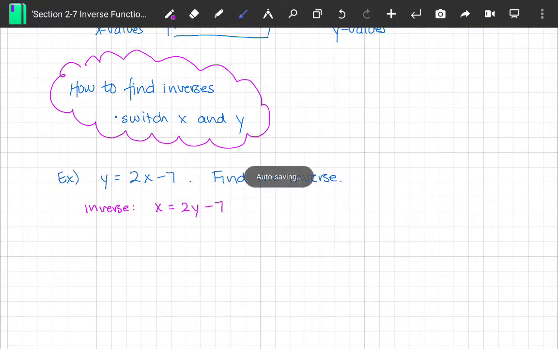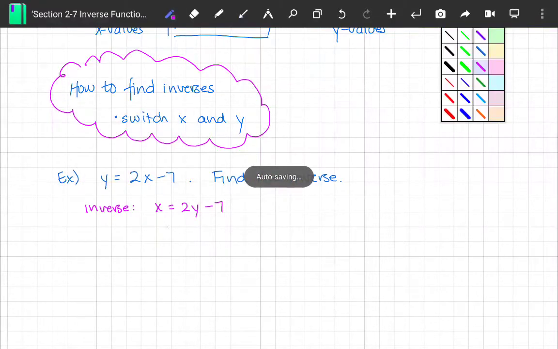Now let's go ahead and still solve for y. So I'm going to add 7 onto both sides and then divide by 2.